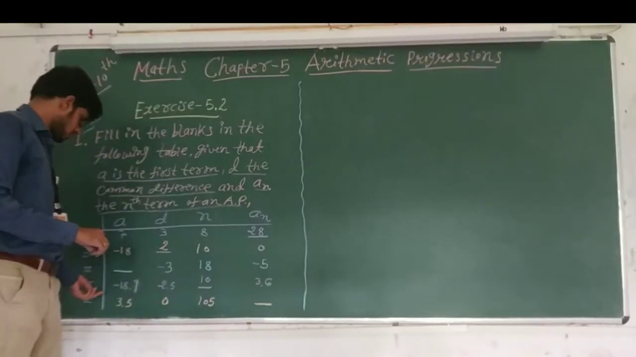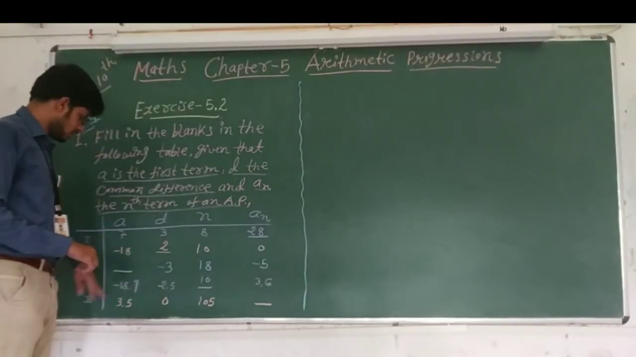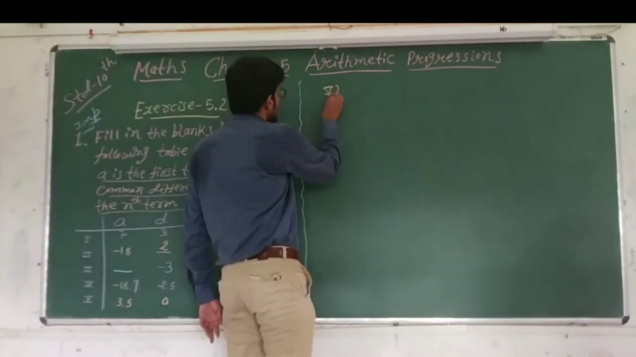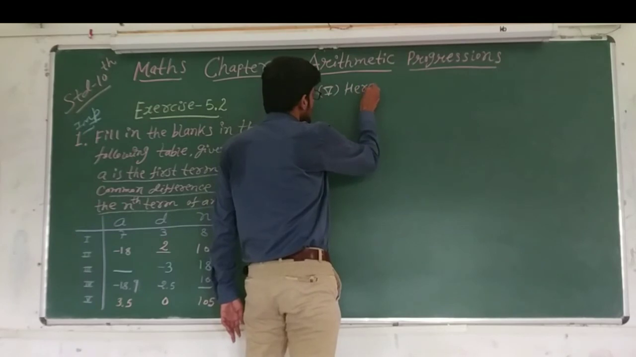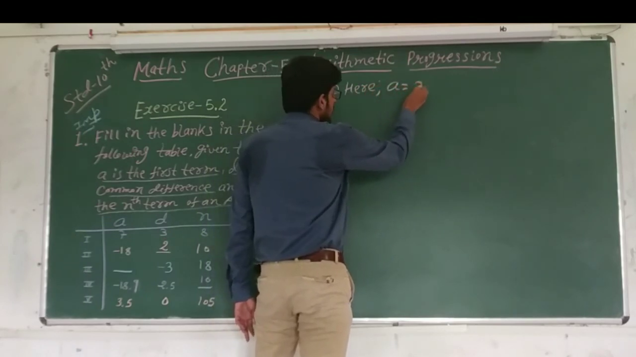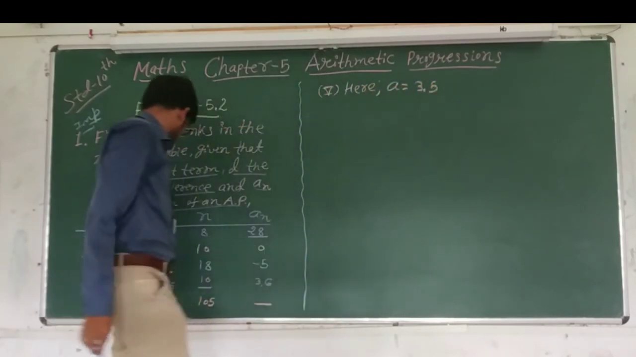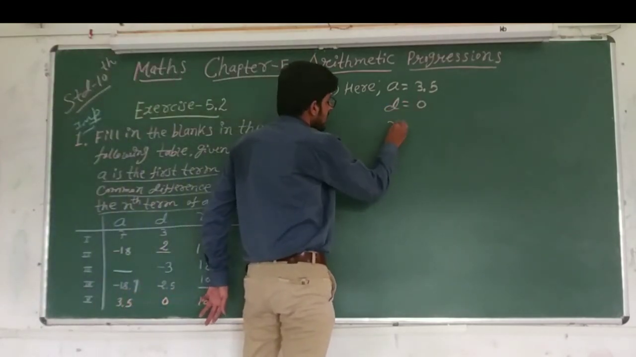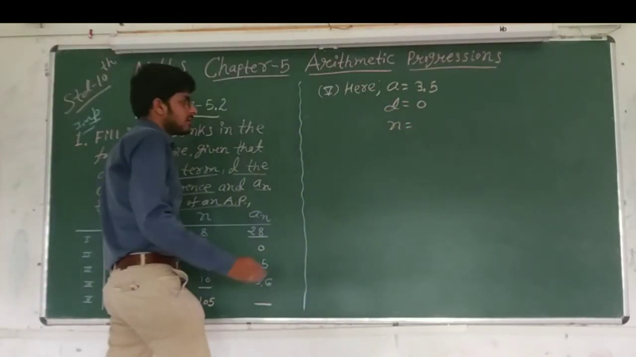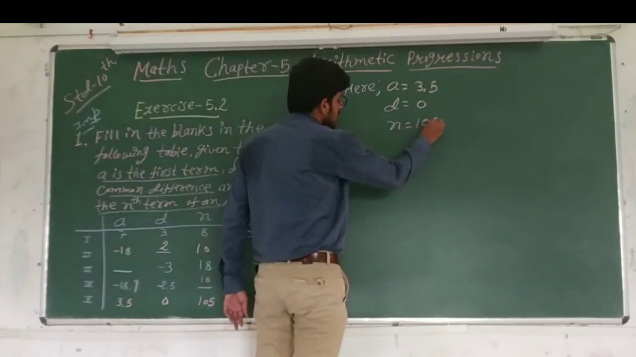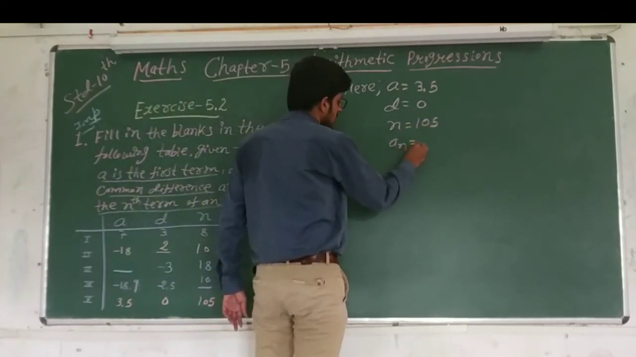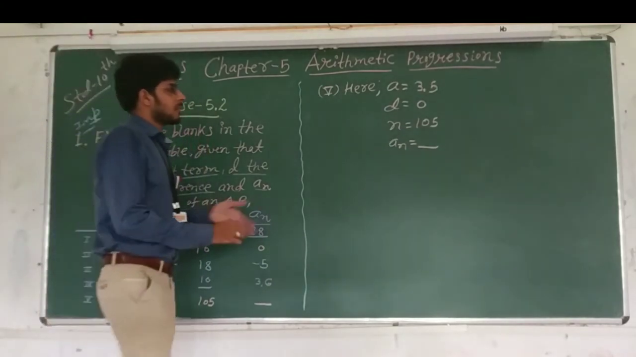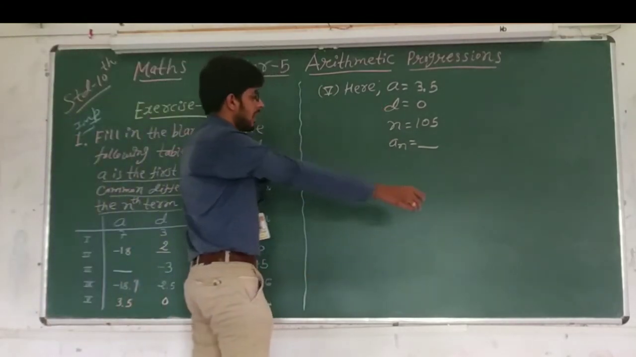Okay, next, fifth number. Here the value of a is 3.5. Here a is equal to 3.5. The value of d is 0. d is equal to 0. n is equal to 105. And an is equal to question mark. So we have to find an. Now we have to apply the formula of finding the nth term.